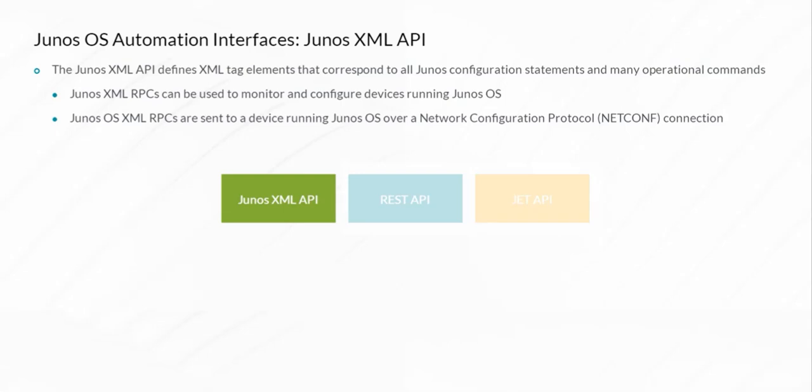Junos OS XML RPCs are sent to a device running Junos OS over a network configuration protocol, or NETCONF, connection. NETCONF is a transport protocol that uses SSH to transport RPCs to network devices. NETCONF is a protocol originally developed by Juniper and later adopted and ratified by the IETF in RFCs 4741 and 6241.